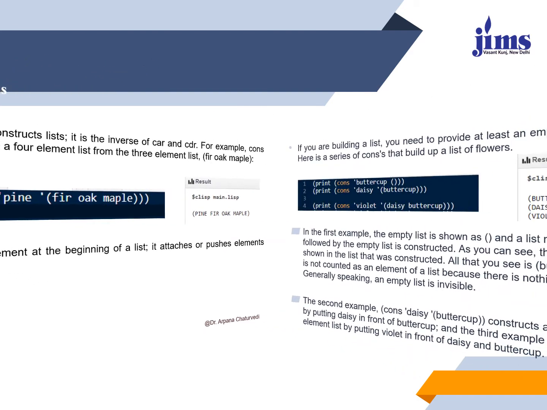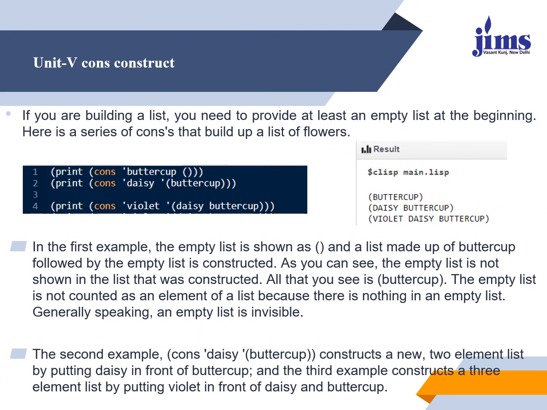Similarly, like cons construct, see, we can keep on merging the values. First of all, I have an empty list and buttercup, so it has returned me buttercup. Then I have added daisy into this. Daisy gets added at the first position. Then I added violet into this, so the list becomes violet, daisy, buttercup. So you can do it in this way also. You can keep on adding elements. It will always take the first position in the list.